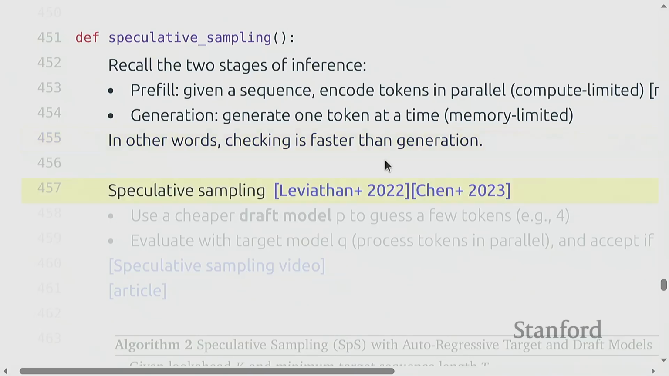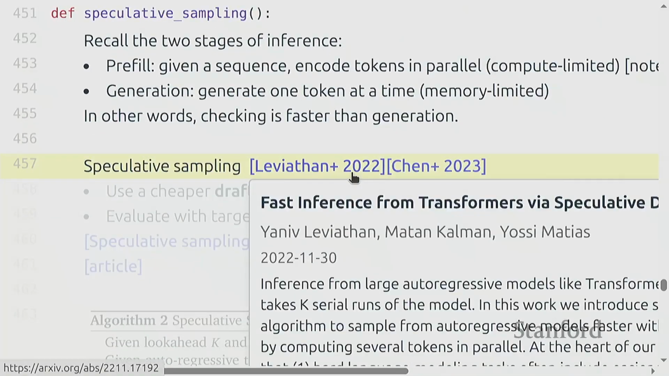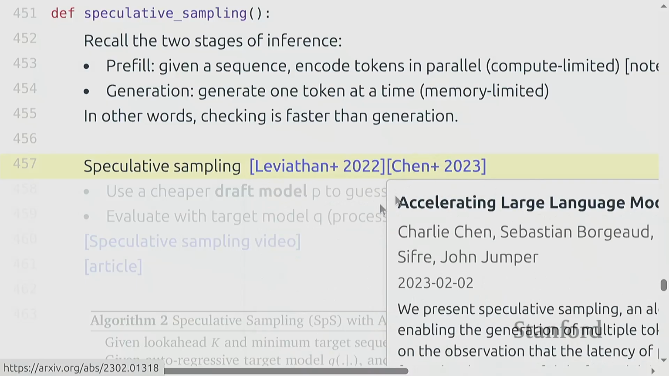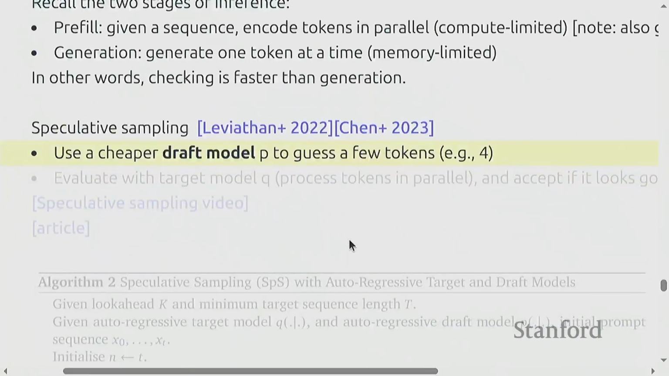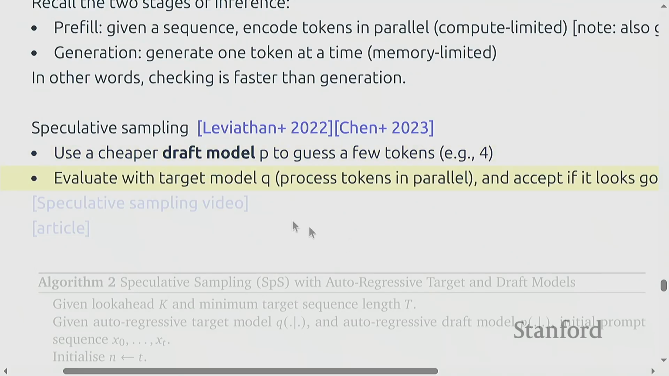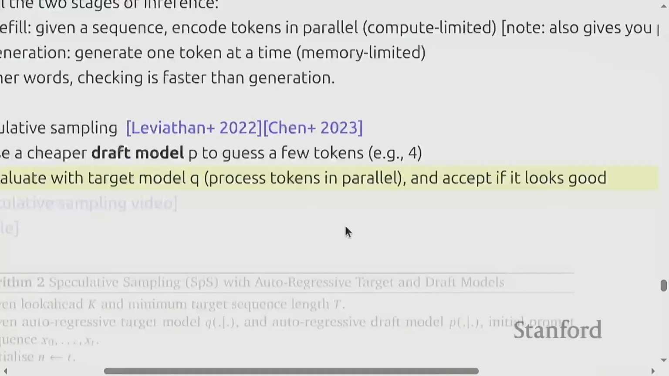And the speculative sampling idea is actually really elegant. It was proposed in parallel by two independent teams from Google. The idea is to use a cheap draft model, P, to run ahead and generate some tokens. And then you're going to evaluate those tokens with a target model. Because evaluation of given tokens is just prefill, you can do that in parallel, which is fast, and then you accept it if it looks good.